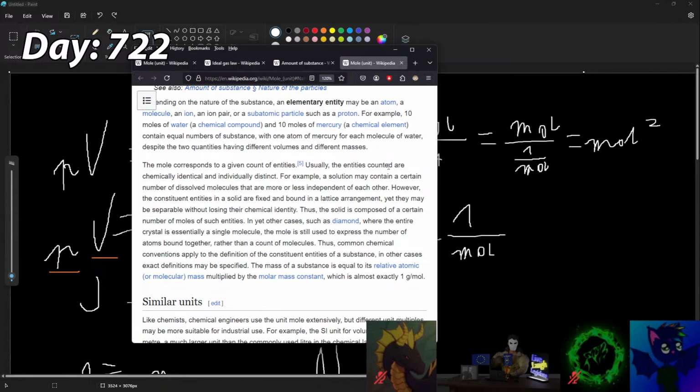Okay, so a given count of entities, which means, I may be wrong, but if it corresponds to a given count of entities, a count of molecules of a gas should be included in that, but whatever. Well, why not? Let's exclude it for the sake of it. For example, a solution may contain a certain number of dissolved molecules that are more or less independent of each other. However, the constituent entities in a solid are fixed and bound in an arrangement, yet they are measured without losing their chemical identity. Thus, a solid is composed of a certain number of moles of such entities. Yet in other cases, such as diamond, where the entire crystal is essentially a single molecule, the mole is still used to express the number of atoms bound together rather than a count of molecules. Thus, common chemical conventions apply to the definition.